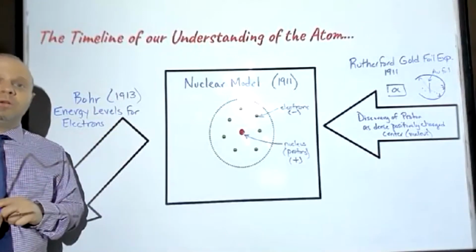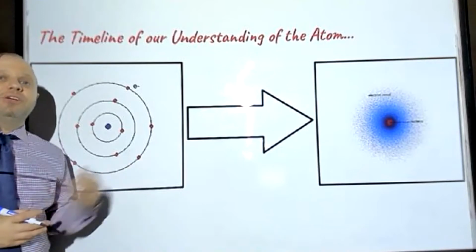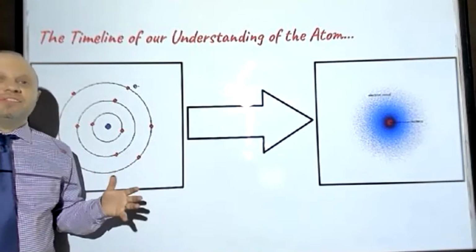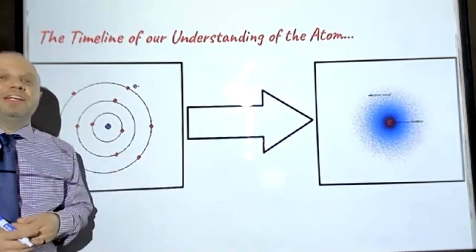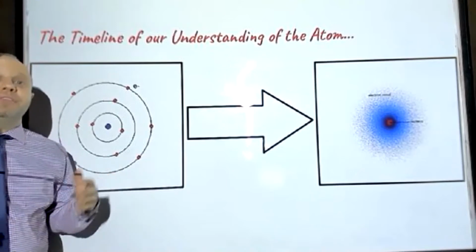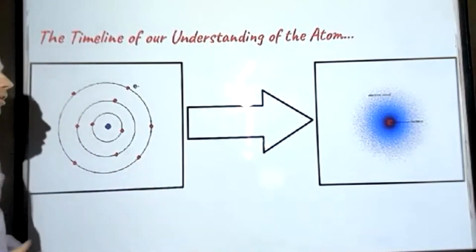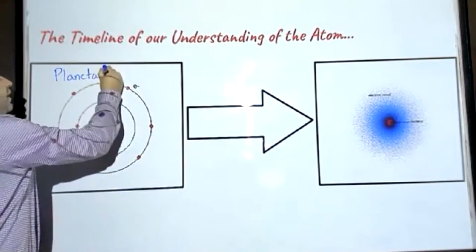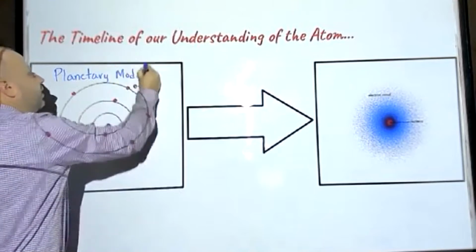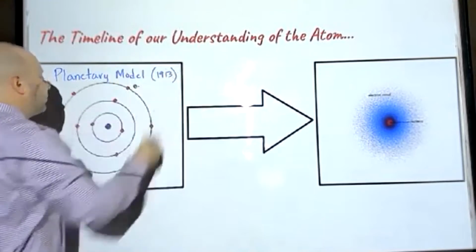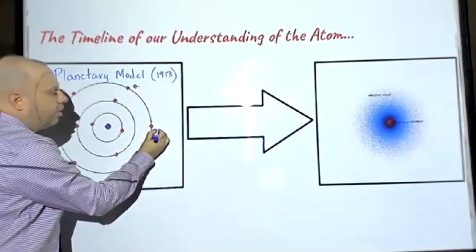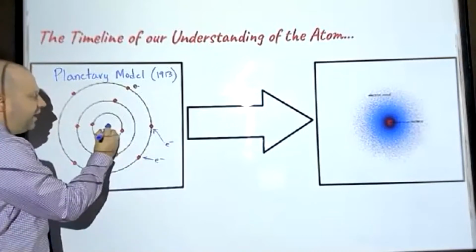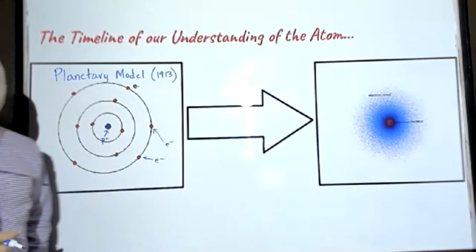That led to our next model. As you can see over my shoulder, our next model looks like a solar system, very much like something you might have created in 2nd or 3rd grade. For that reason, it became known as the solar system model or the planetary model. Clearly in this model, which again was around 1913, we can see our electrons are confined to specific energy levels, and we still have our protons in the nucleus.